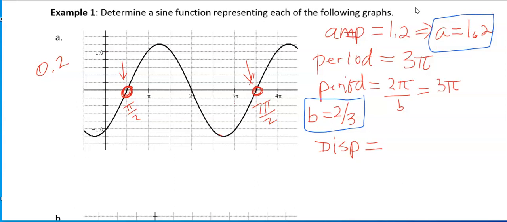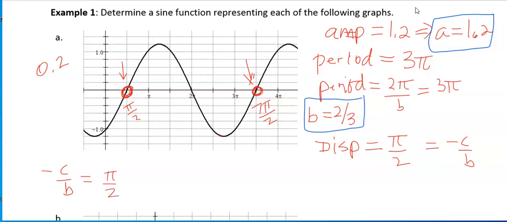In fact, sometimes the graph might show 3 or 4 points. That would be okay to use. Well, I'm going to pick the one that's closest. I'm going to say that the displacement is positive pi over 2. So that means it moved pi over 2 to the right. Okay. Now remember, that's your displacement. You have to set that equal to negative c over b because that's the formula that you use for your displacement. So negative c over b is equal to pi over 2.